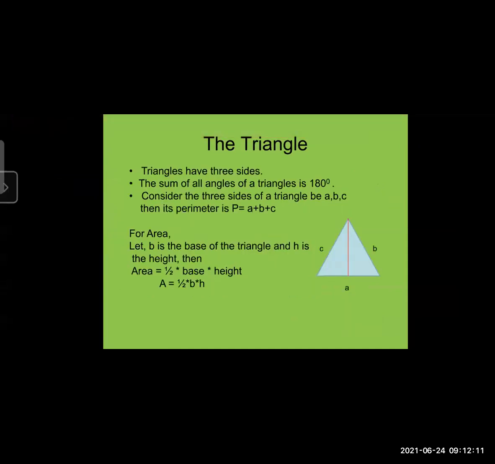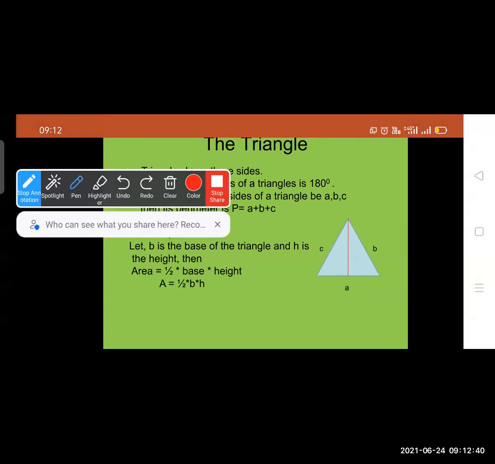Now second, here I put one slide of a triangle. Triangles have three sides. The sum of all the angles of a triangle is 180 degrees. So here we consider one triangle. Let the three sides of the triangle be A, B, C. If the three sides are A, B, C, then its perimeter means we find the sum of the outside edges, that is A plus B plus C. Simply we find the perimeter.